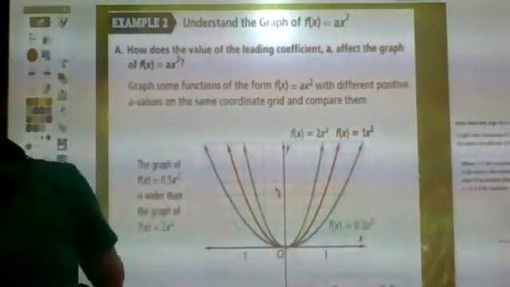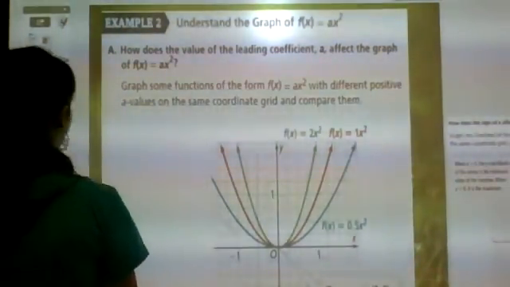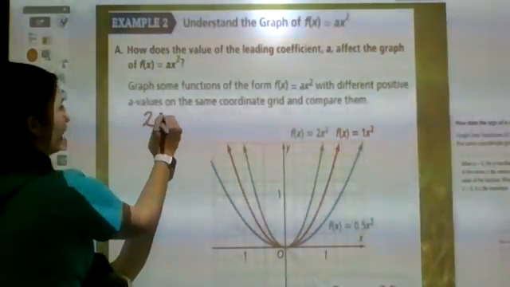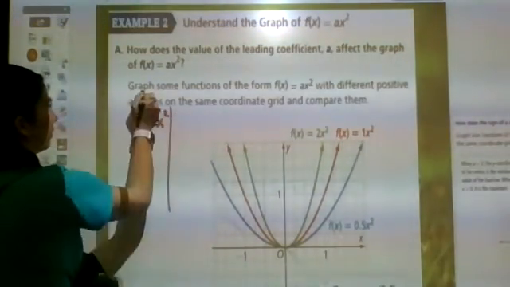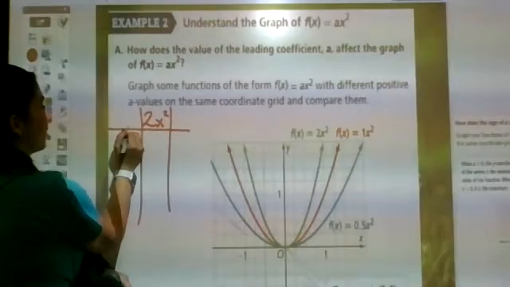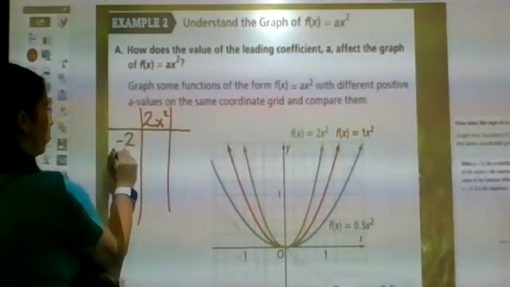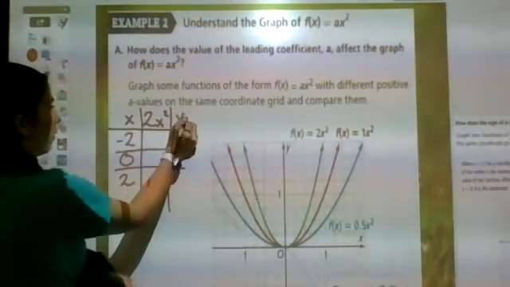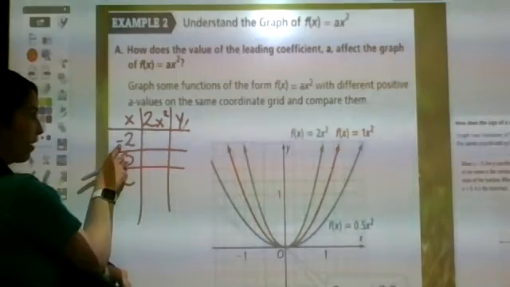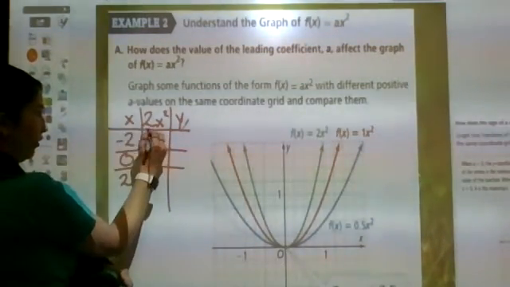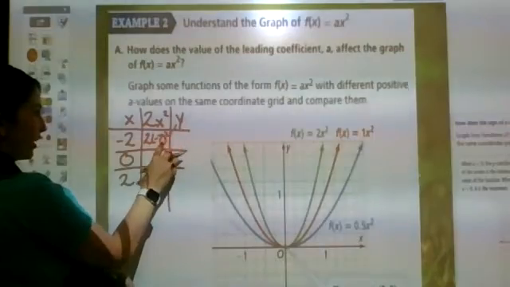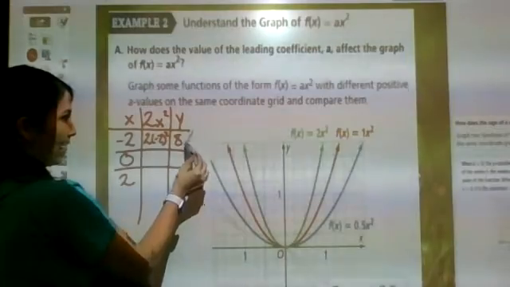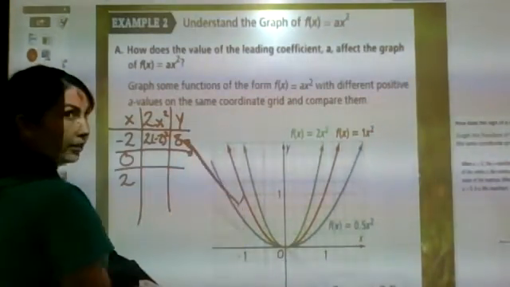Now the reason for that is, like I said, you can always go to the fallback of making tables. So if we have 2x squared, so now we've got a number greater than 1. If my x is -2, 0, and 2, we'll just do those ones. These are my x's and these are my y's. So what's -2 squared? 4. 4 times 2, plugging that in, it's going to be 8. So now, when x is -2, my y is 8. So it's way over here, which is why it is now wider.